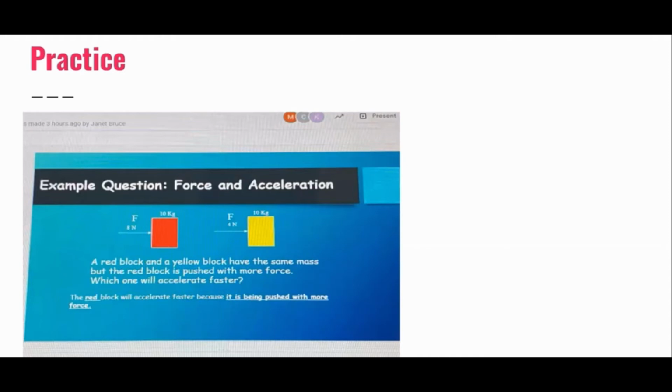So the more force you apply to something, the faster it's going to accelerate. So that's just that. They might weigh the same, but you're applying more force to one of them, so that is the one that's going to move faster.